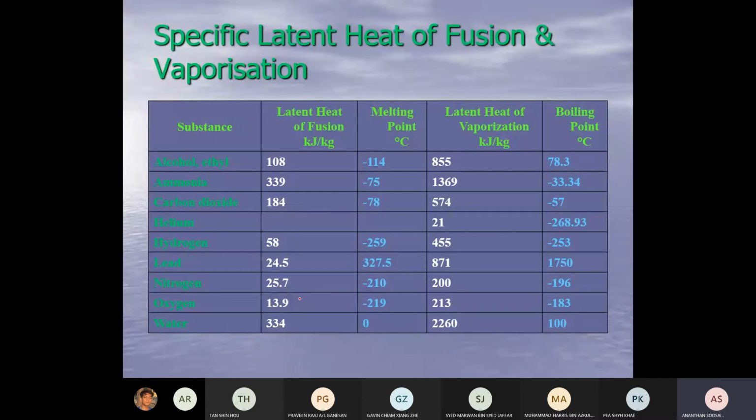So this is some values for latent heat of fusion and vaporization. You can see each substance, like ammonia, and water. Where's water? For water, the latent heat of fusion is 334, but vaporization is like 2260. So how many times greater? Around six times greater, 6 to 7 times. The vaporization is greater than the fusion. So a lot of energy is used to do work against atmospheric expansion.